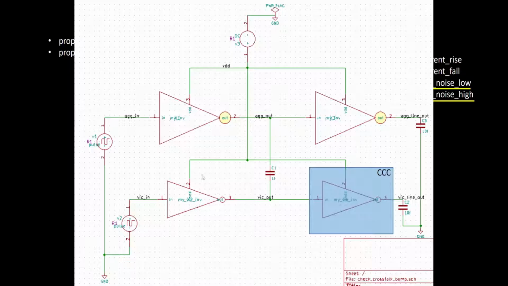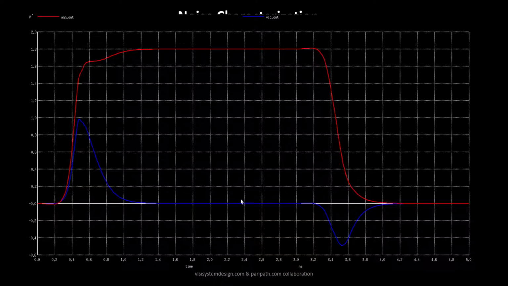Now if you look into the output of aggressor out and the victim out, this is how it will look. So these were the inputs and these are the outputs. Your output will be switching from logic 0 to logic 1 for the aggressor input, which was switching from logic 1 to logic 0, and it will be stable at logic 1 for some time. Finally, at about 3.1 nanosecond, because your input switched from logic 0 to logic 1, your output will switch from logic 1 to logic 0 after a certain amount of delay.